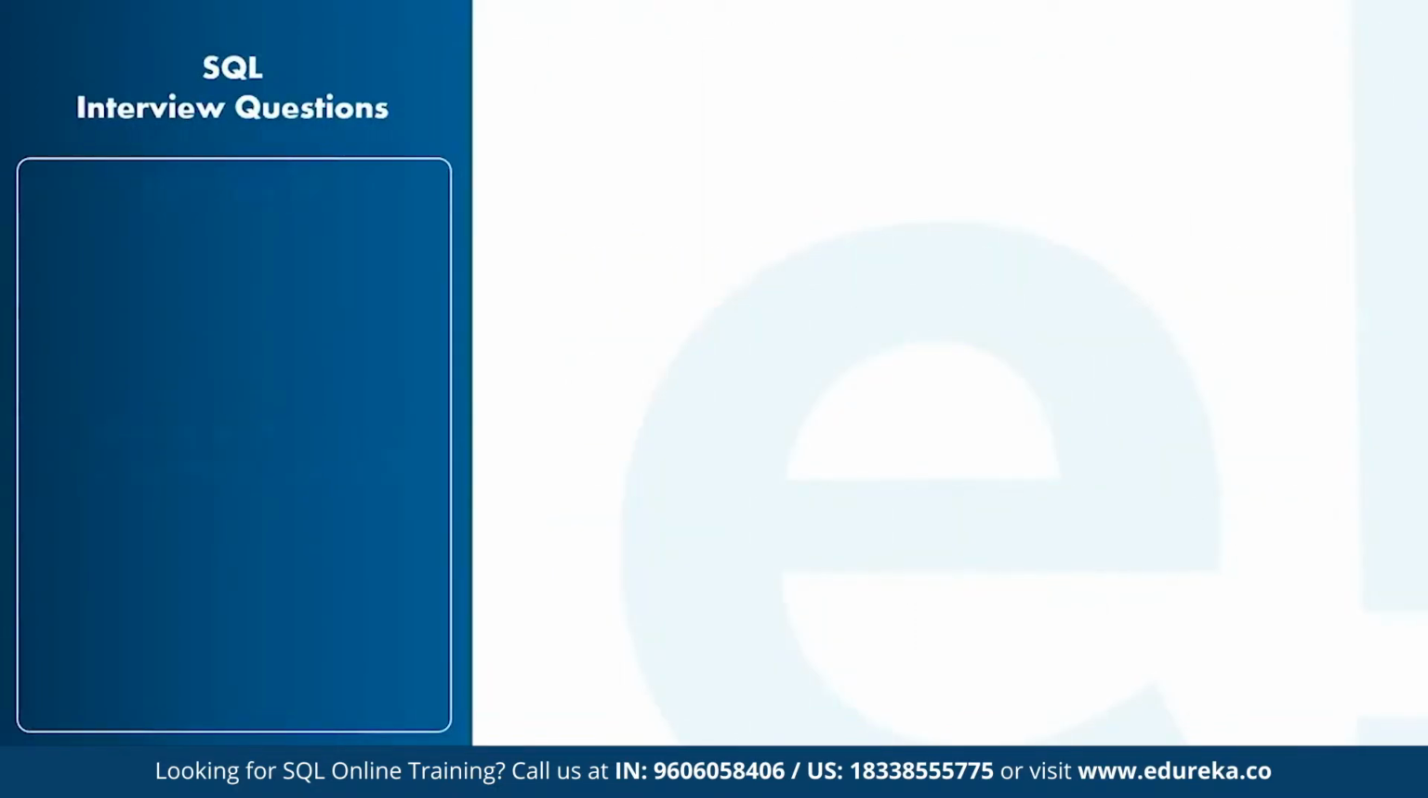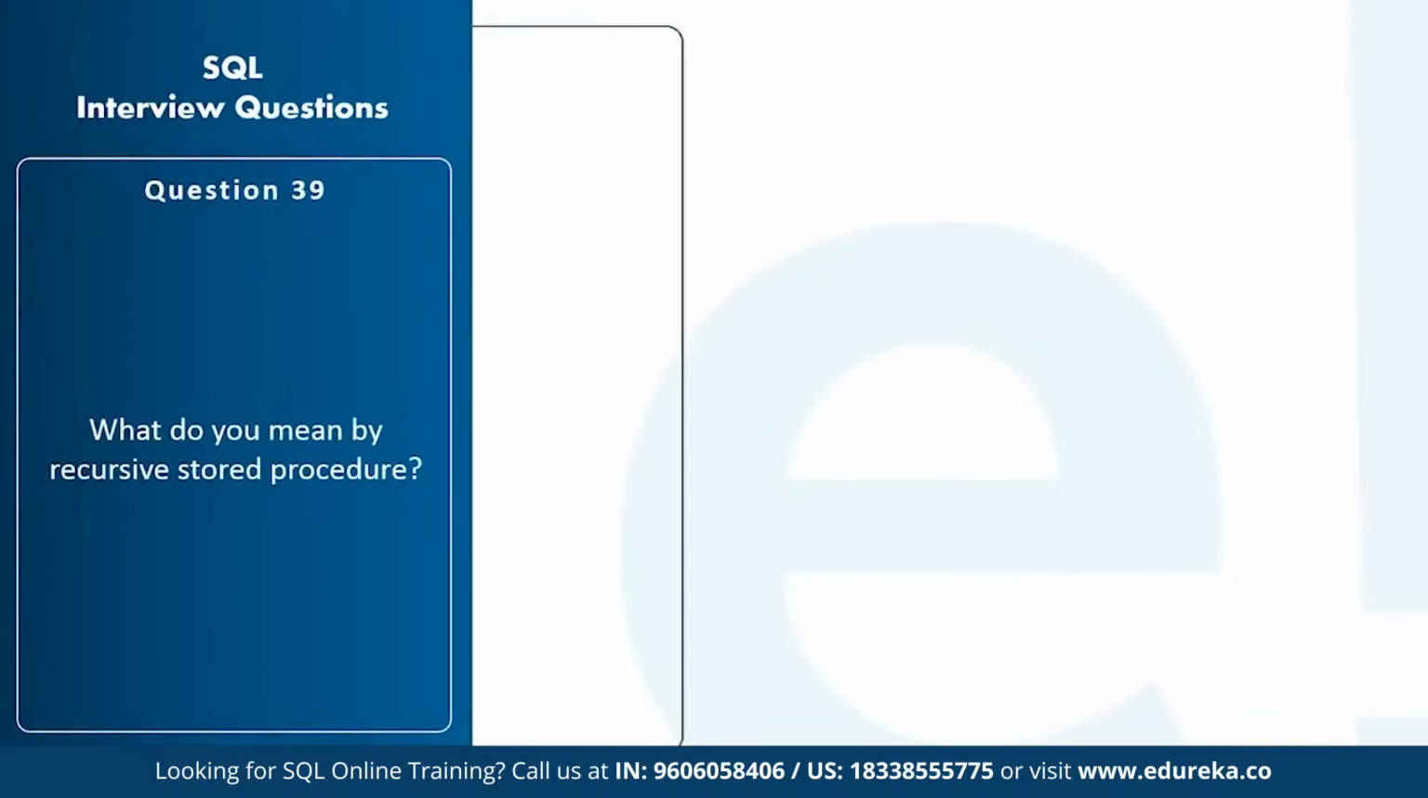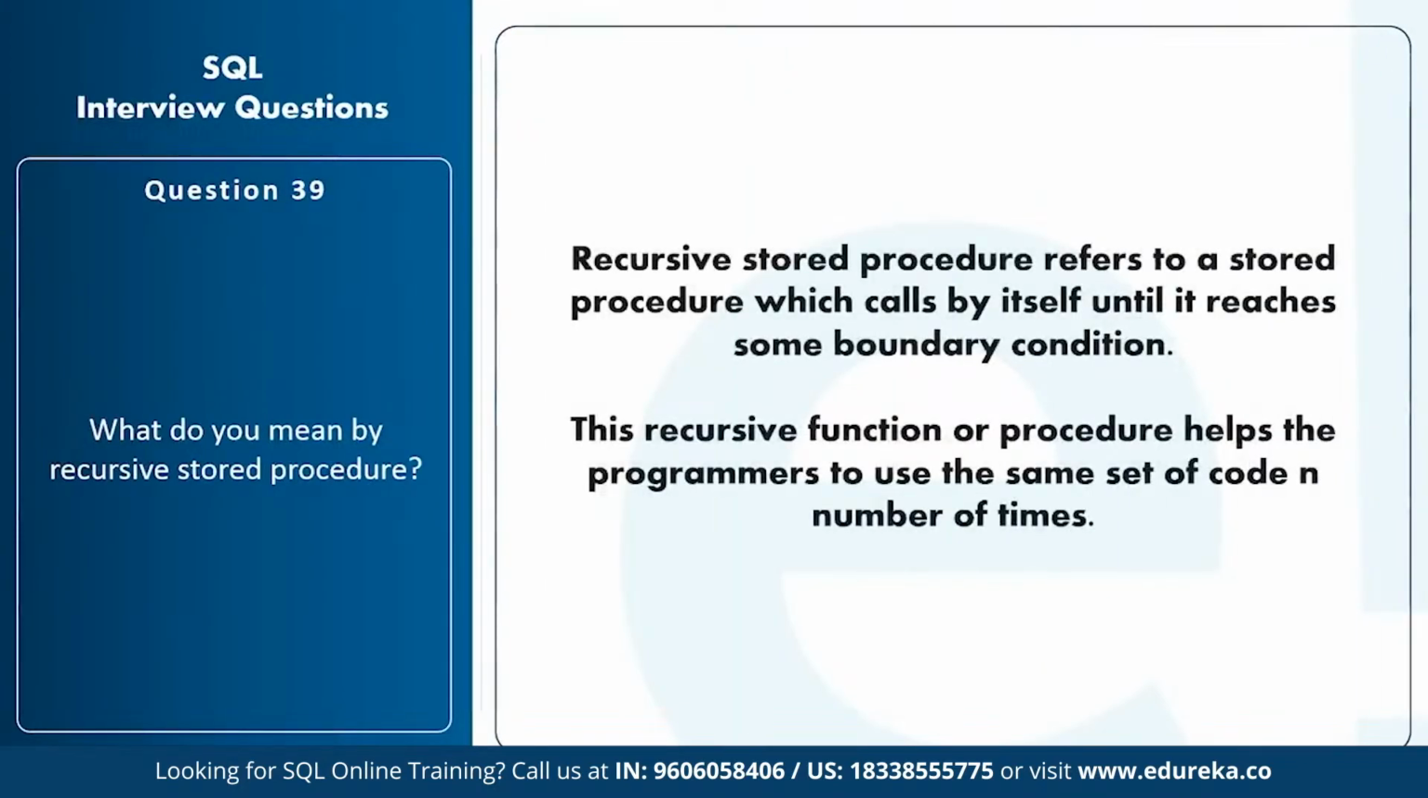Now let's move forward to our next question, that is what do you mean by recursive stored procedure? Recursive stored procedure refers to a stored procedure which calls itself until it reaches some boundary condition. This recursive procedure helps the programmers to use the same set of code n number of times. So basically you'll first mention the boundary condition and then you'll use the recursive stored procedure to check if it calls itself till it reaches the specified boundary condition.